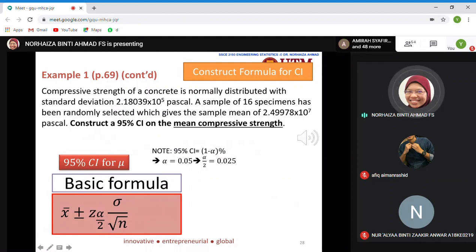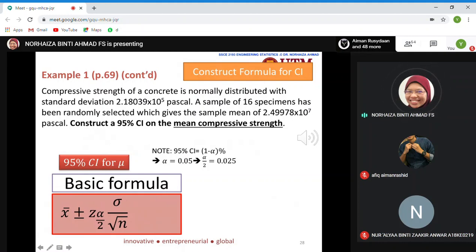So how do you do this? Just use the basic formula. The basic formula I use is x bar plus minus z alpha over 2 times sigma over root n. And how do you get alpha? Because 95% is 1 minus alpha, 1 minus alpha is 0.95, so alpha is 0.05, therefore alpha over 2 is 0.025.